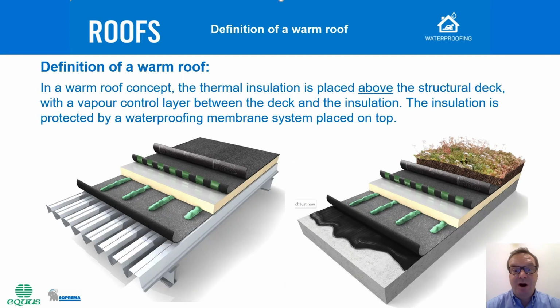This brings us to the warm roof concept. In a warm roof concept, the thermal insulation is placed above the roof deck. The vapor control layer is also placed on top of the roof structure, in between the roof structure and the insulation. The insulation itself is protected by a waterproofing membrane system that's placed on top of that insulation to protect it against the external climate.